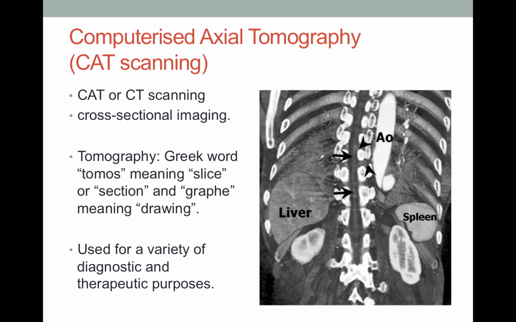So CAT scanning, sometimes referred to as CT scanning, provides a form of imaging known as cross-sectional imaging. The origin of the word tomography is from the Greek word tomos, meaning slice or section, and graph, meaning drawing. A CT imaging system produces cross-sectional images or slices of anatomy, like the slices in a loaf of bread. The cross-sectional images, which we can see here, are used for a variety of diagnostic and therapeutic purposes.